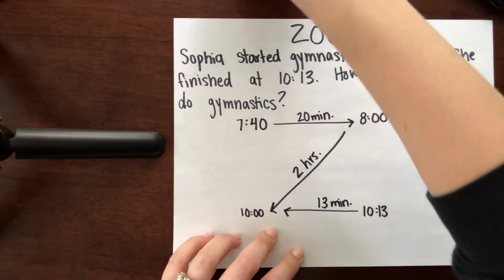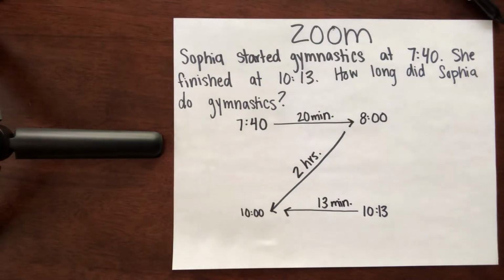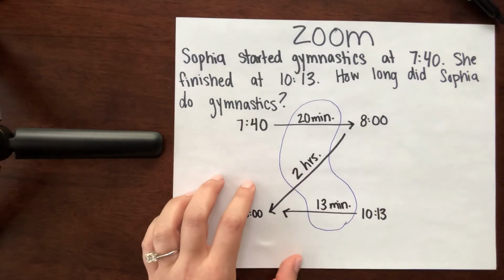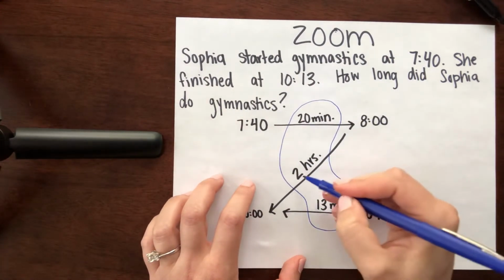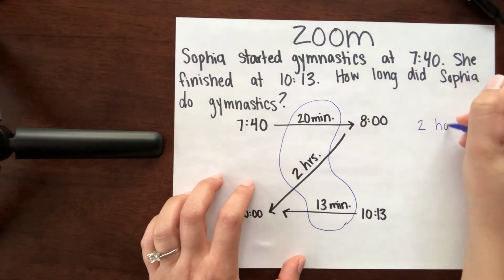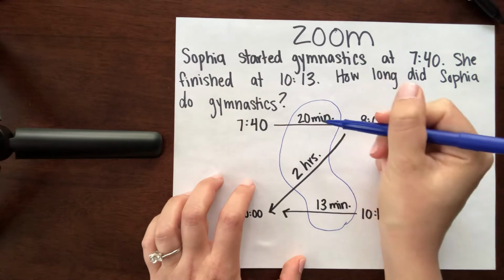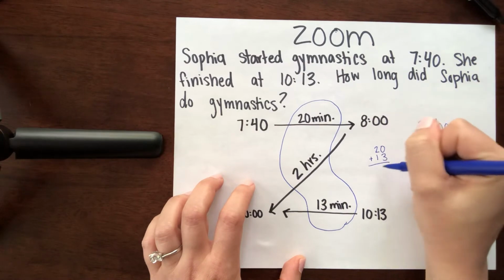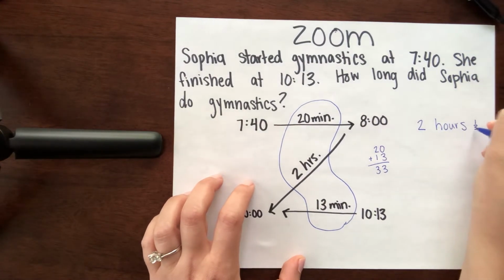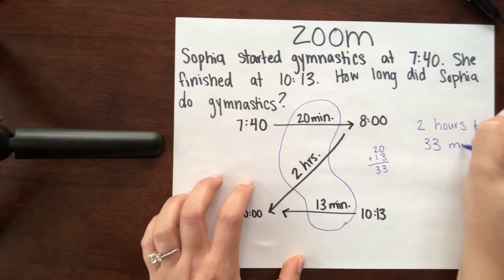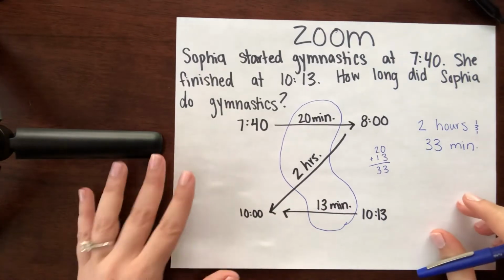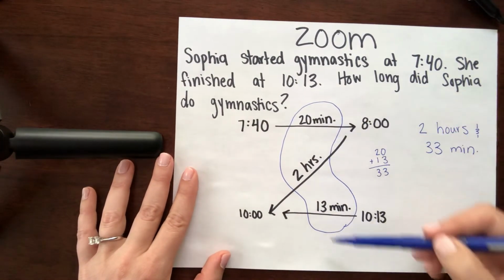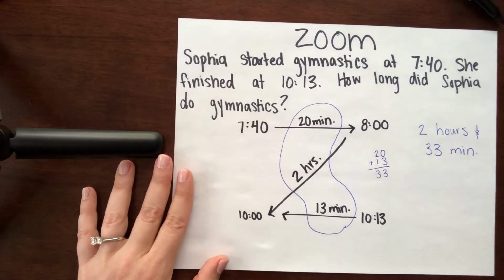Now, the last thing we need to do is figure out the elapsed time. So I am going to circle all of the time that has passed, and I'm going to add them together. So I'm going to start with my hours. I have 2 hours, and then I'm going to add up my minutes. I have 20 minutes plus 13 minutes. If you want to check, you can do it on the side. So my elapsed time is 2 hours and 33 minutes. So this is how we use the zoom strategy to find out the elapsed time. I'm going to do one more problem with the zoom strategy.